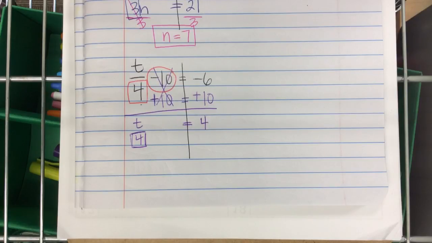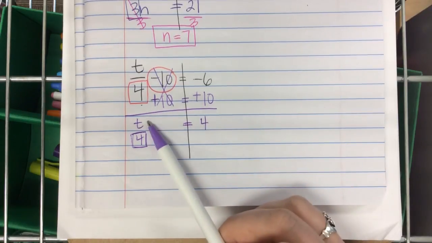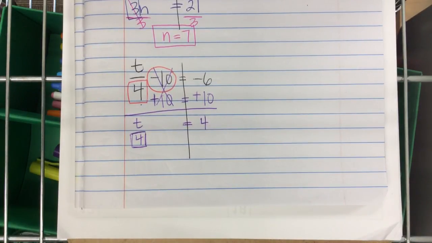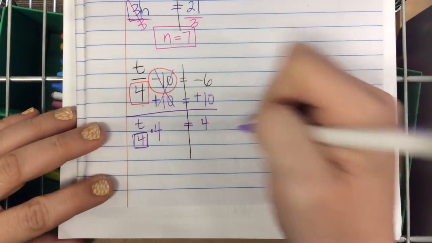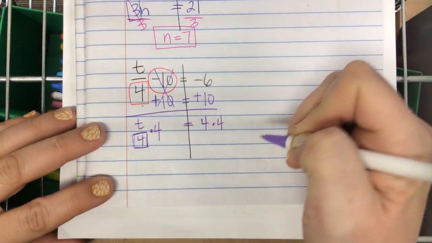Morgan? So in this problem, what does this mean? T over 4, what does that mean? That means t divided by 4. So what's the opposite of dividing? Multiply by 4. Multiply by 4.